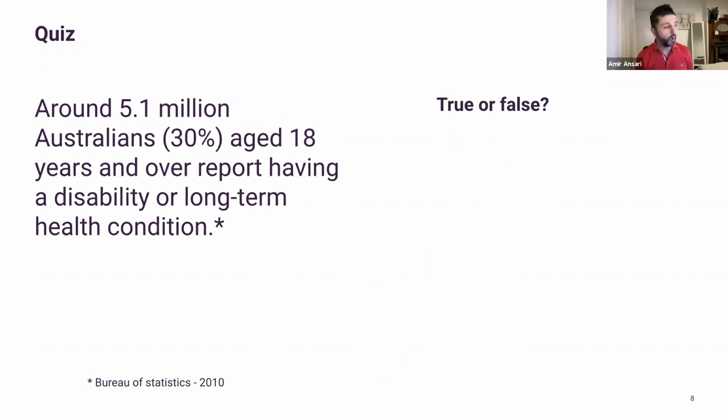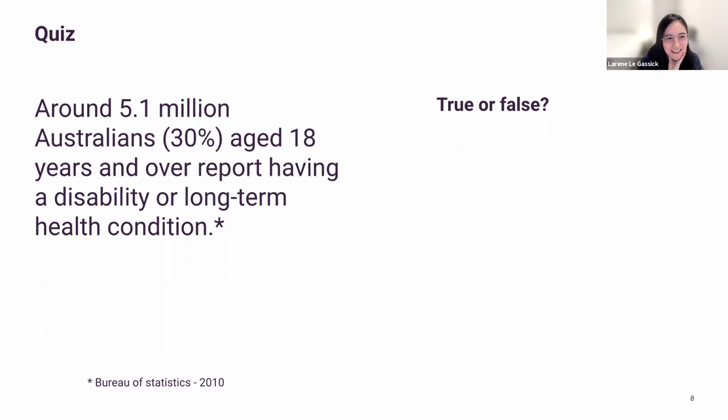Fact. Around 5.1 million Australians, or 30%, aged 18 years and over, report having a disability or long-term health condition. Is it true or false? I'm going to go with Paulina. I guess it might be true. Okay. Luke. I don't know, false. I reckon it could be more, but that's just my guess. Okay. Lorraine? Oh, I should know this. Over 18. What's 1 in 5? I'm bad at math. Around about that is about right, I think.